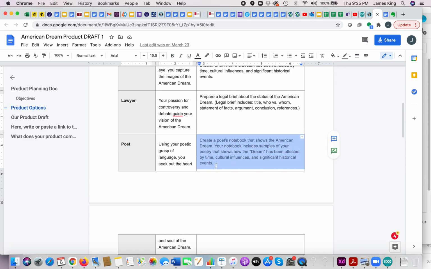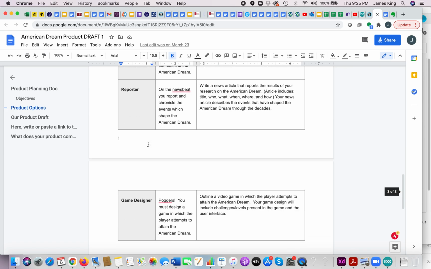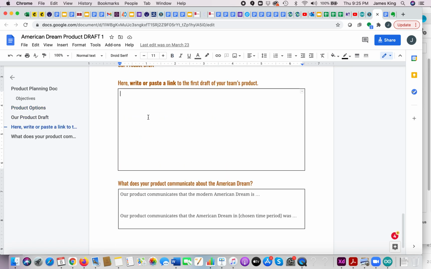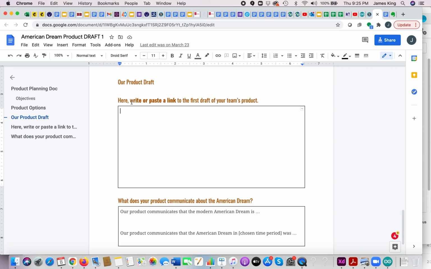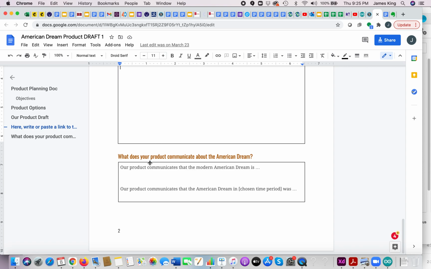you are writing a poem that demonstrates what you believe the American Dream is right now and what you believe the American Dream was in your chosen time period. So down here, depending on what your product is, you may either write in here or paste a link to a draft of your team's product. And then after that, simply describe down here, what does your product communicate about the modern American Dream? And what does your product communicate about the American Dream in your time period of choice?